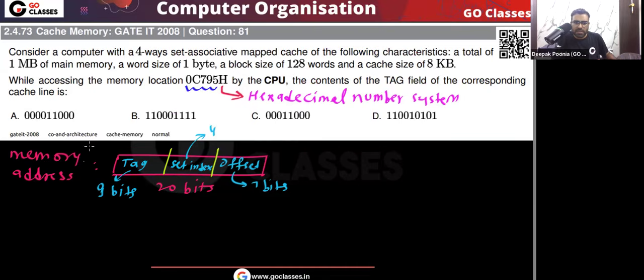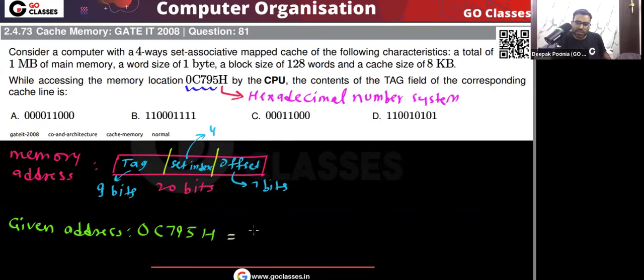So remember, in the memory address, the most significant 9 bits are the tag field. Yes or no? So first you convert this address into binary. Very simple. The CPU has generated this address 070C795H. This is the address generated by the CPU, and this H simply means hexadecimal.